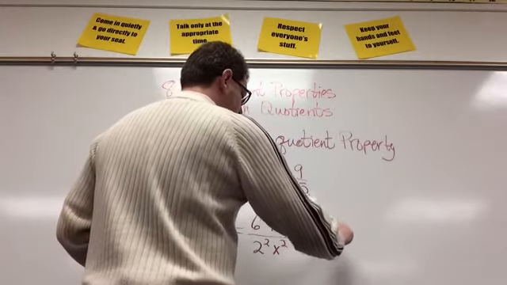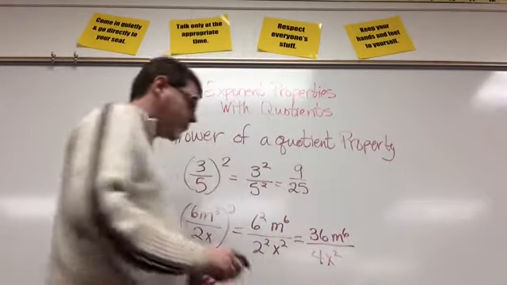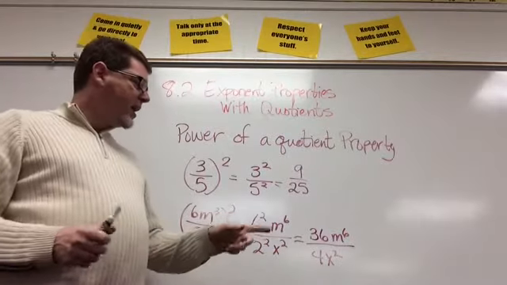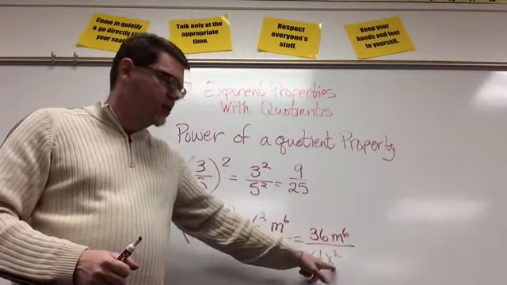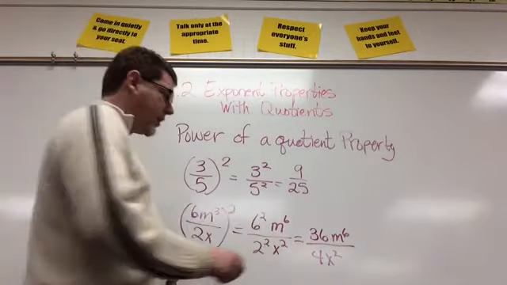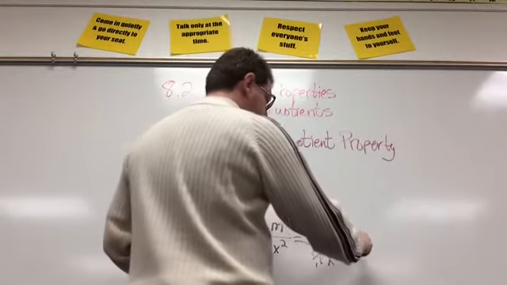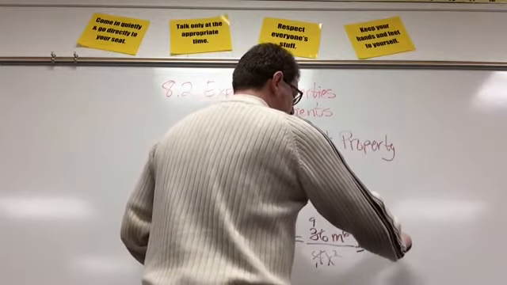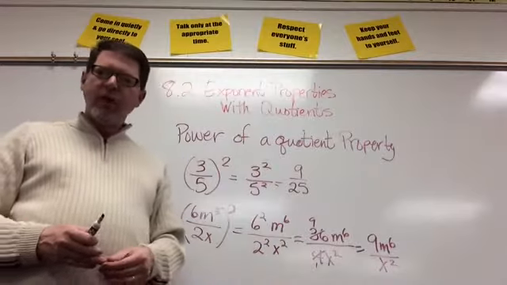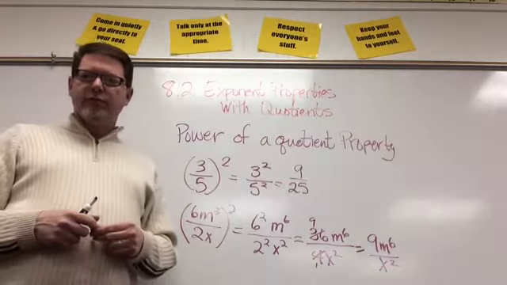That would be 36m to the 6th over 4x squared. I just did some more simplification. And now I can't do anything with the m to the 6th or the x squared because they're not the same base, but I can simplify the 36 and the 4. And if I cancel those out, this becomes 9, and that just becomes 1. So my final simplification is 9m to the 6th over x squared. We're using the properties from multiplication in order to solve division problems as well.